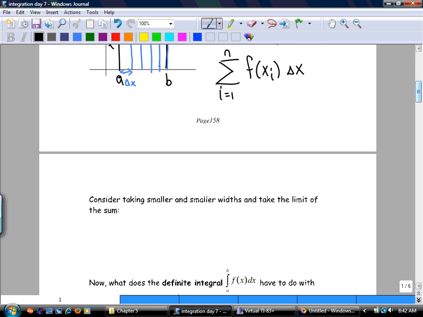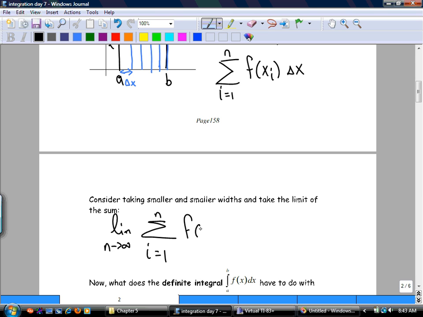So how do we make it better? Well, instead of having n strips, we have an infinite number of strips. Now, we're not allowed to write it like this, because you can't count to infinity. Anybody want to try and count to infinity? So what we do is we take the limit as n approaches infinity of f of x sub i times delta x.